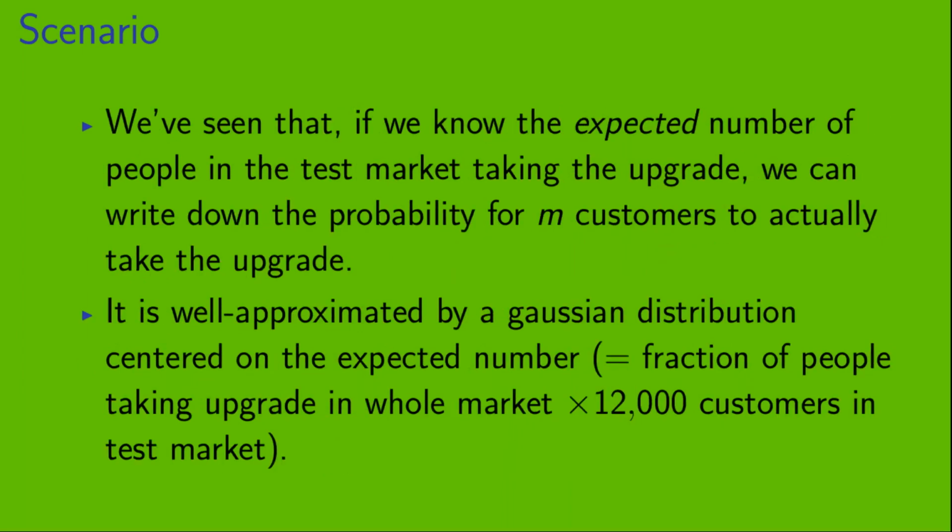We've seen that if we know the expected number of people in the test market accepting the upgrade, we can write down the probability for M customers to actually take the upgrade. It is well approximated by a Gaussian distribution centered on the expected number, which is the fraction of people taking the upgrade in the whole market times 12,000 customers in the test market.